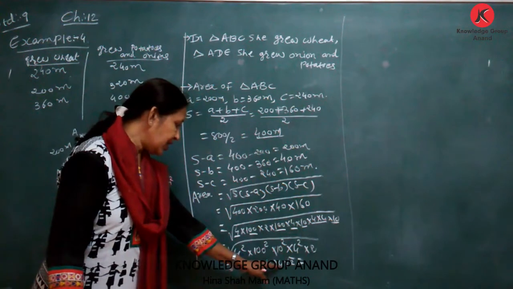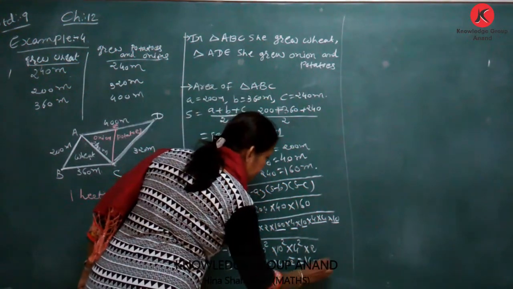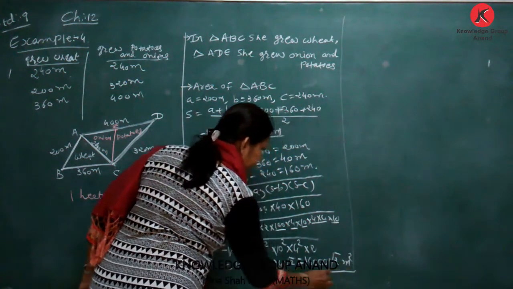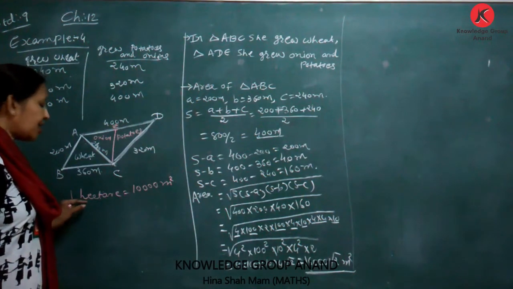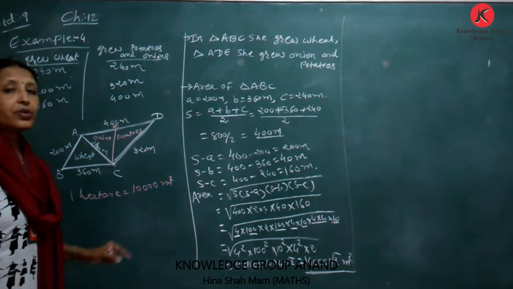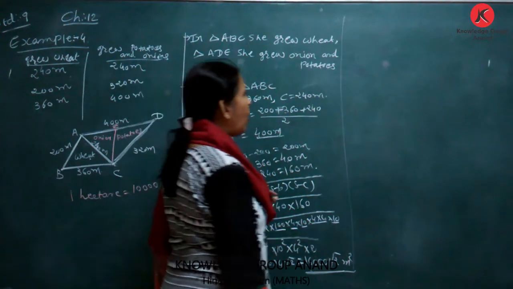4 4s are 16, 16,000 root 2 meter square. But the unit is so large. Here we convert it to hectare. 1 hectare is equals to 10,000 meter square. Remember it.